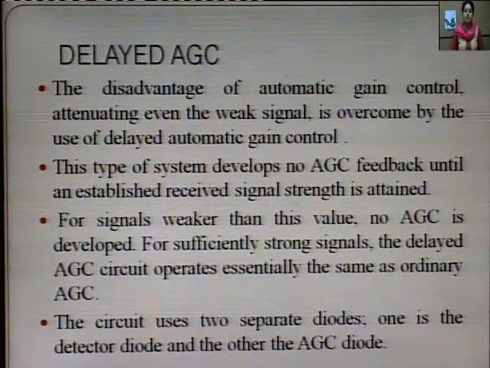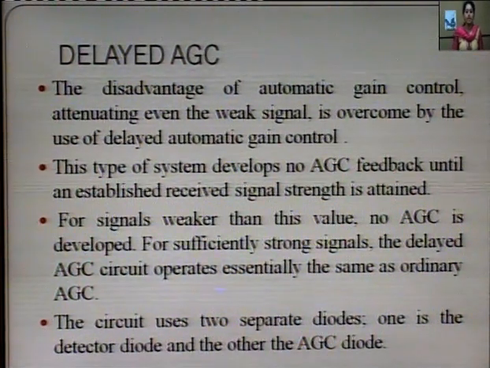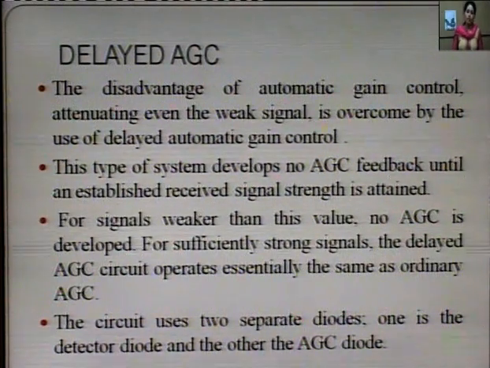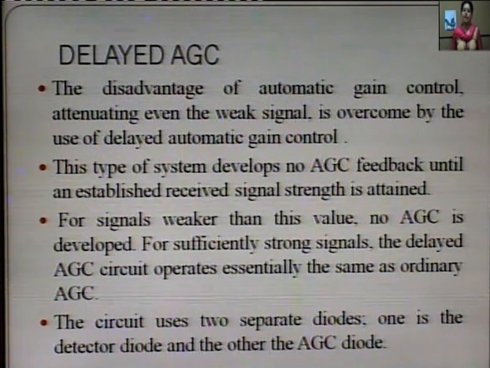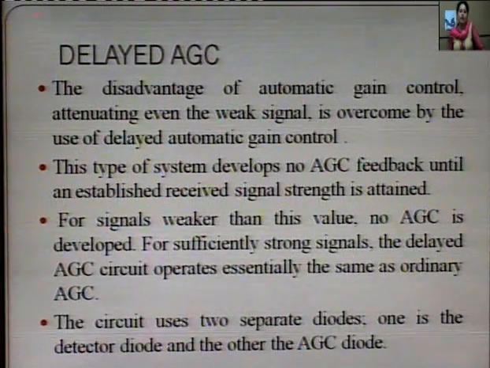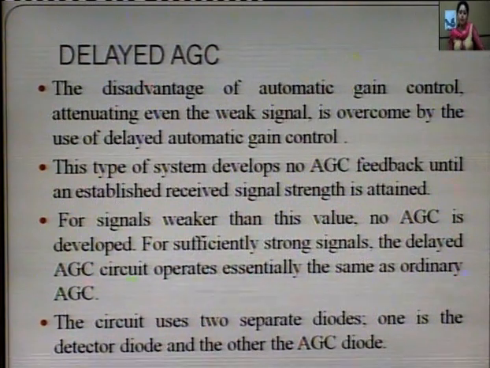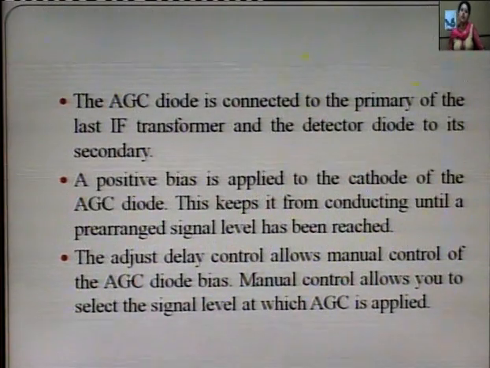Now this type of system develops no AGC feedback until the received signal strength attains a particular predetermined level. After that predetermined level is achieved, you are providing that feedback. For signals weaker than this value, you are not providing any AGC, and for sufficiently strong signals, the delayed AGC circuit operates. The circuit uses two separate diodes that we have discussed. One is the detector diode and one is the AGC diode, and the AGC diode is connected to the primary of the last IF amplifier. We have discussed this also.